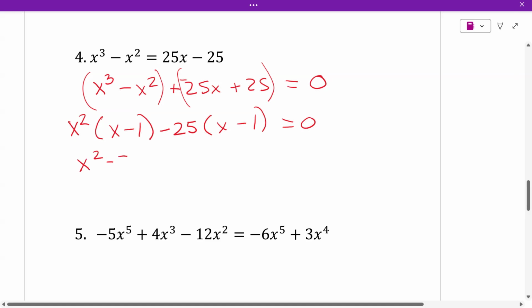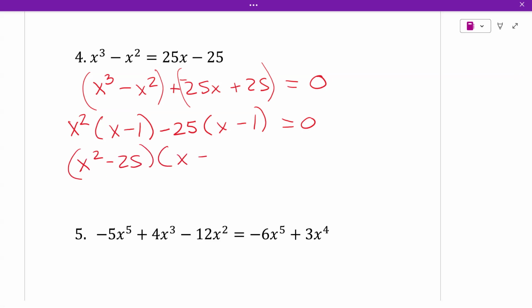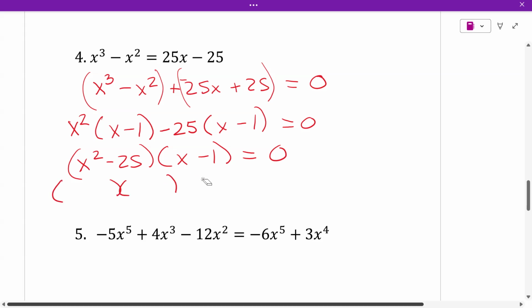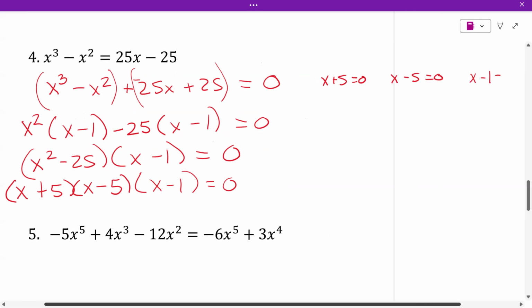So I get x squared minus 25 in my first set of parentheses, x minus 1 in my second set of parentheses. Do you see a factoring pattern? Yep, sure do. Difference of squares, right here. So difference of squares split up x and x, plus and minus, 5 and 5. So x plus 5 equals 0, x minus 5 equals 0, and x minus 1 equals 0.